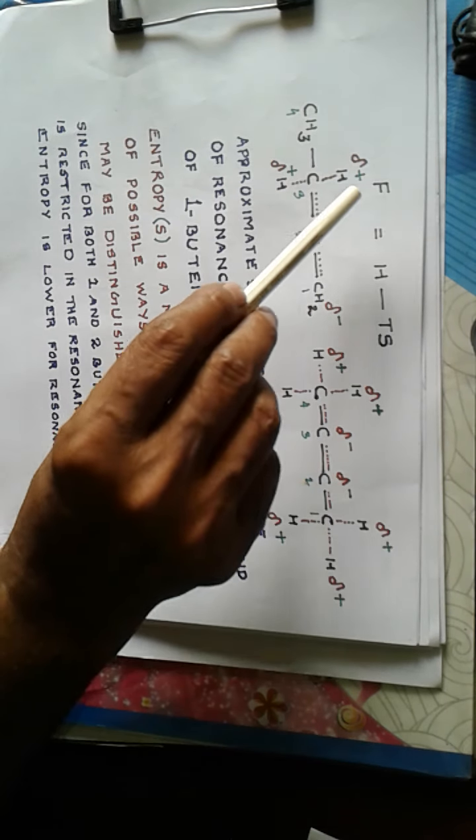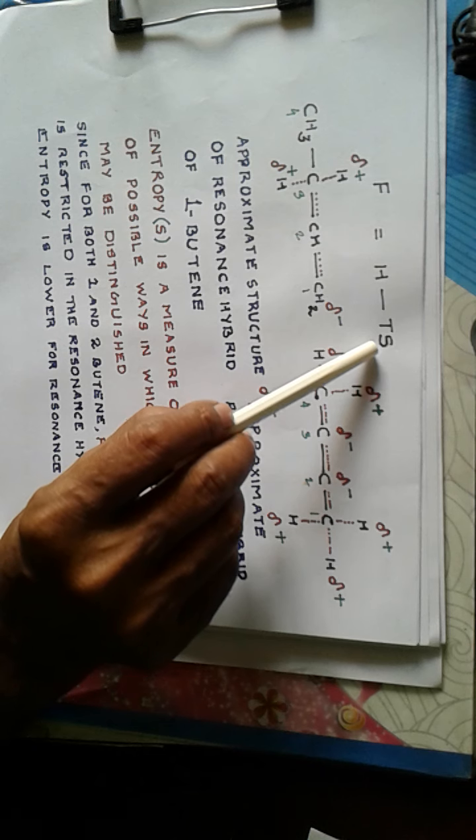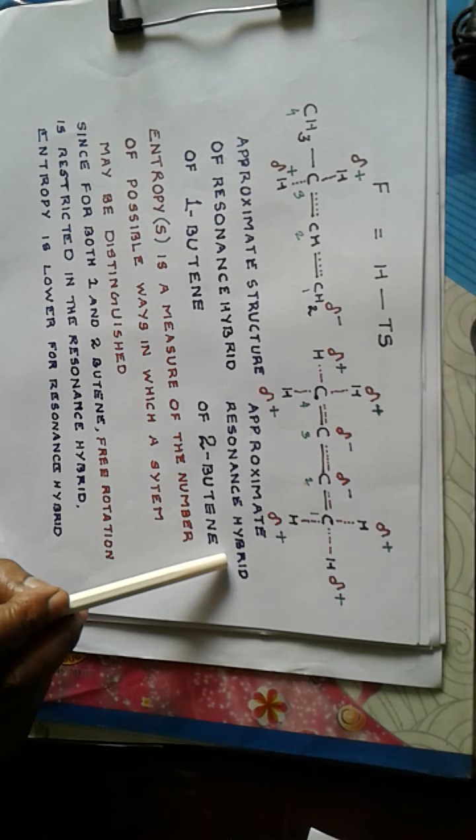So F is lower because the electron pairs can move over the chain of atoms through hyperconjugation, and S is lower because the number of distinguishable arrangements is low, and if F and S are lower, then H should be lower. So the enthalpies of the approximate resonance hybrid of 1-butene and the approximate resonance hybrid of 2-butene should be lower.